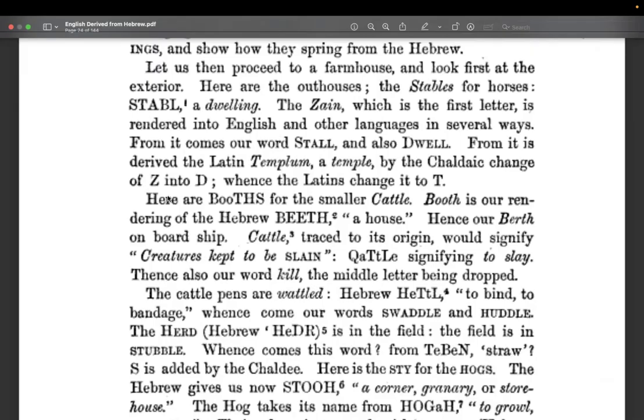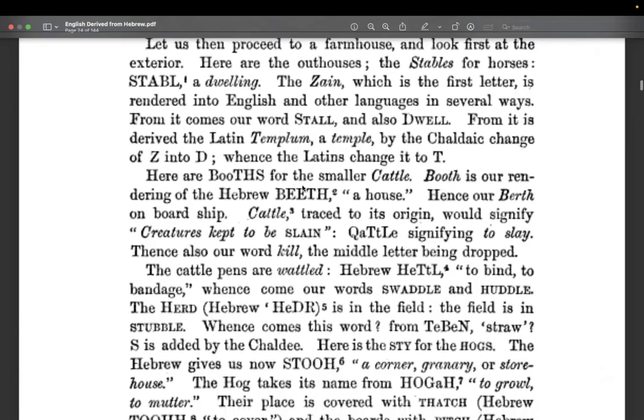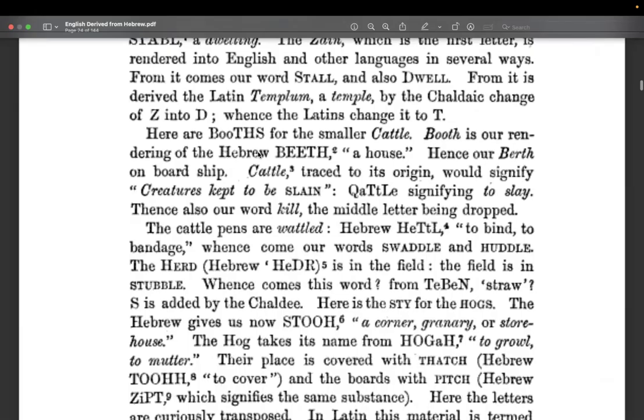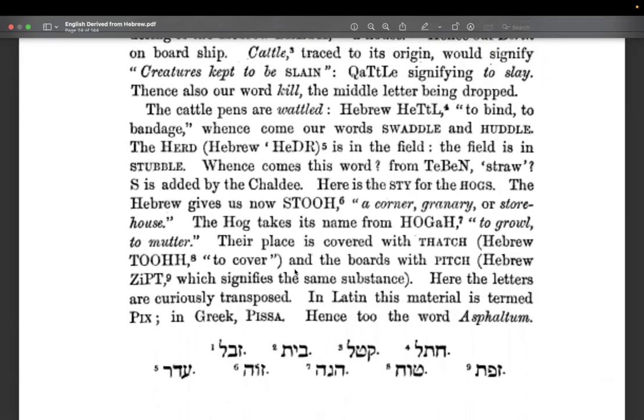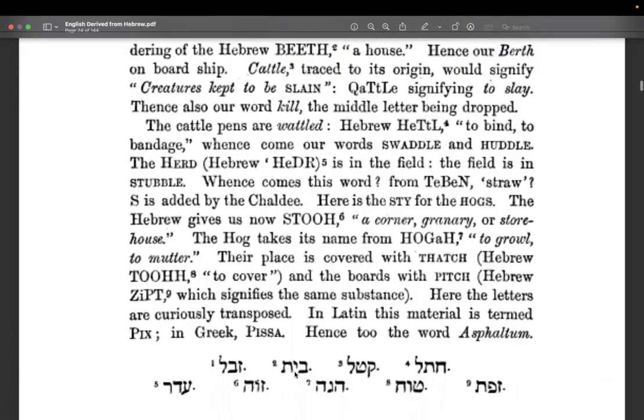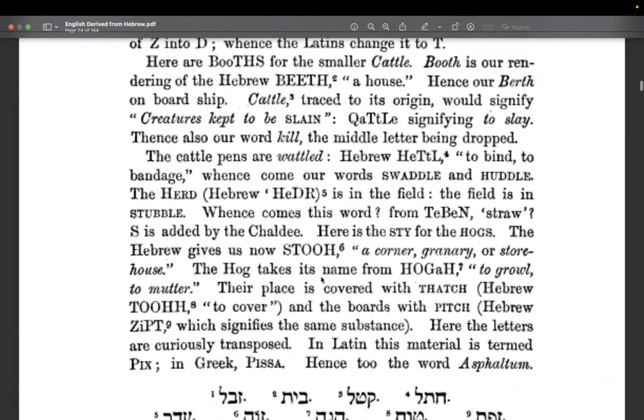From it is derived the Latin templum, a temple, by the Chaldaic or Chasdim change of Z into D, whence the Latins change it to T. Here are booths for the smaller cattle. Booth is our rendering of the Hebrew beith, a house, and that should be bet yod tau, sorry. They have the yod there as a double E, beat, right?